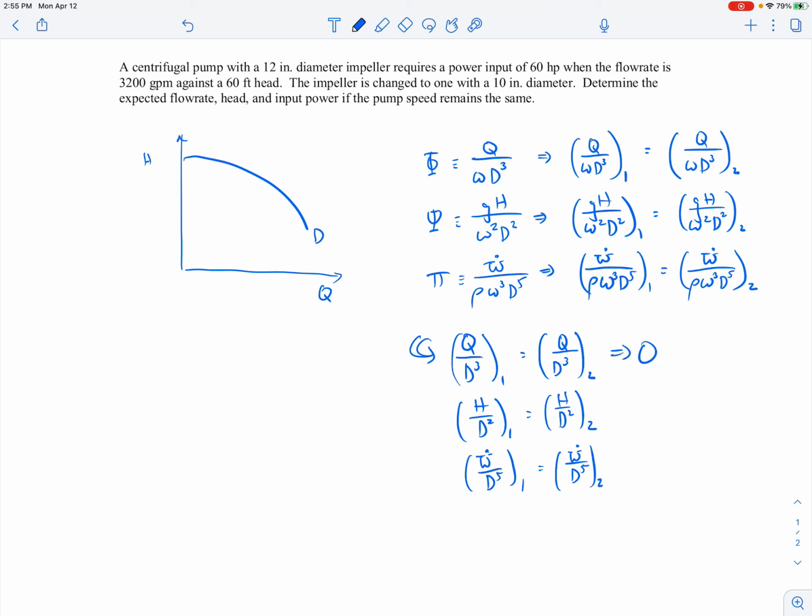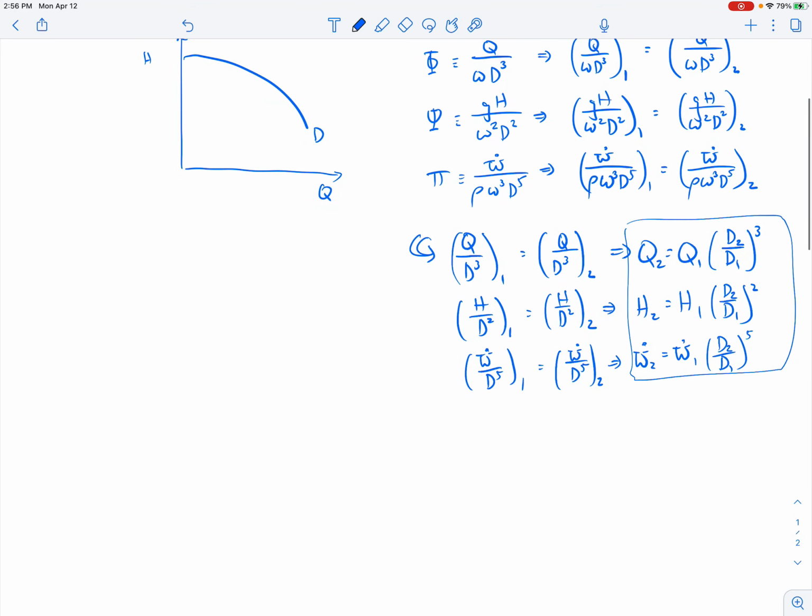Or just doing some rearranging, Q2 is equal to Q1 times D2 over D1 cubed. For the head rise, it'll be the head for case 1 times D2 over D1 squared. And then for the power, for the second case, it'll be equal to the power for the first case times D2 over D1 raised to the fifth. So these are the relations we're working with here. And we can plug in the numbers.